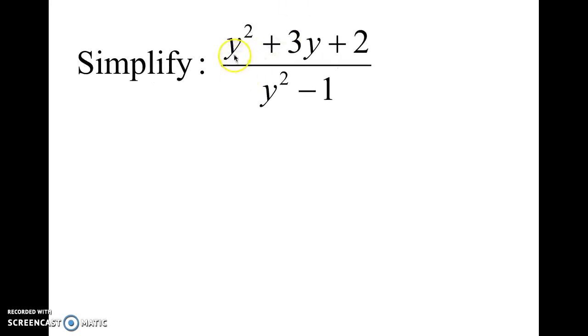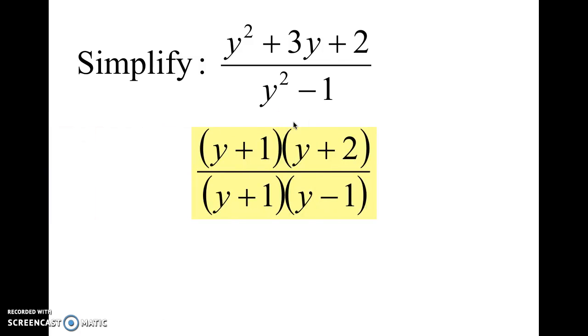Next example. y squared plus 3y plus 2 all over y squared minus 1. Again, don't cancel y squared. We factor out the numerator and we factor out the denominator. The factored form of the numerator is y plus 2 times the quantity of y plus 1. The denominator would be y plus 1 times the quantity of y minus 1.